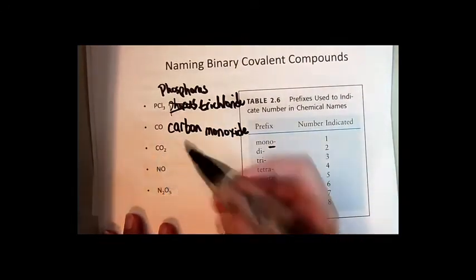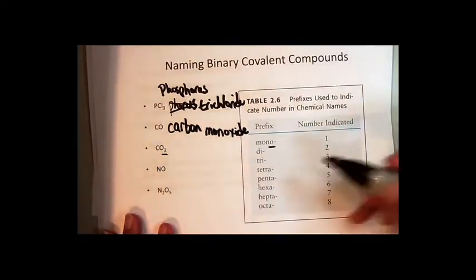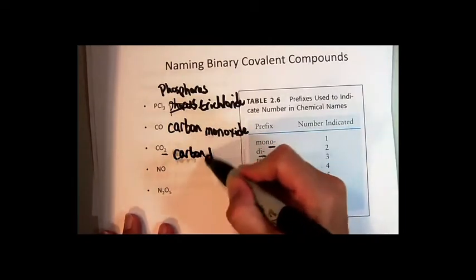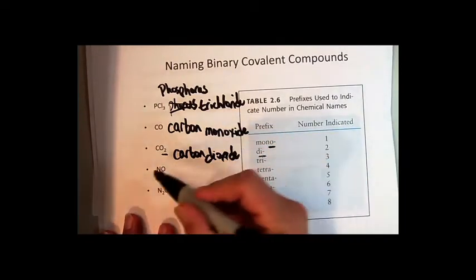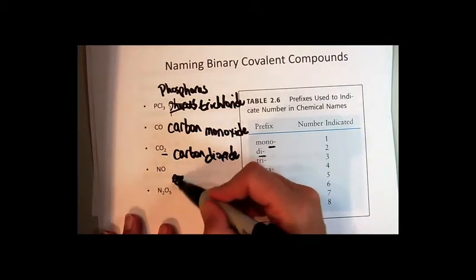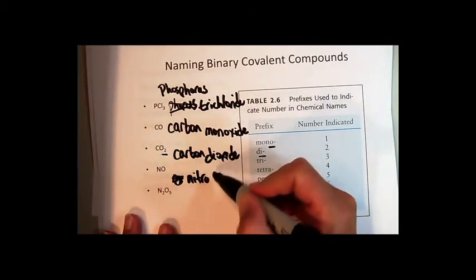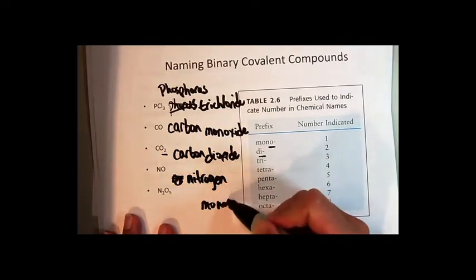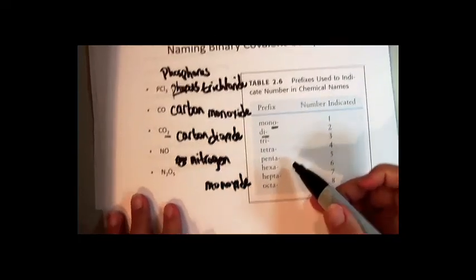In this case, it's carbon. There's two oxygens, so I use the di. Carbon dioxide. In this case, nitrogen monoxide. It's telling me that there's one oxygen, again, monoxide. Sorry, I'm writing so big and sloppy.